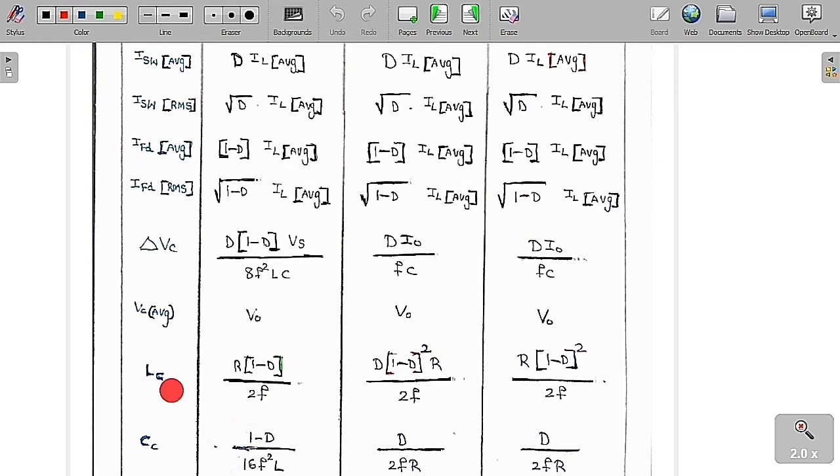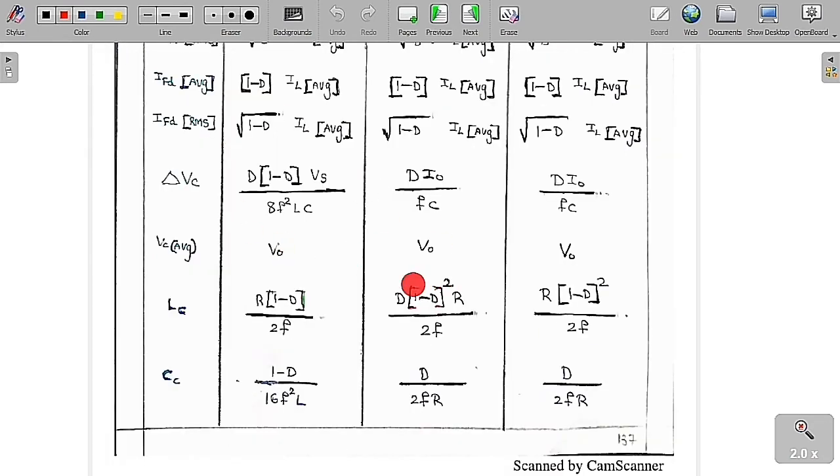The critical value of the inductance in the buck converter is R into 1 minus D by 2F, in the boost converter it is D into 1 minus D whole square by R into R by 2F, and in the buck boost converter it is R into 1 minus D whole square by 2F. The critical capacitance in the buck converter is 1 minus D by 16F square L, in the boost converter D by 2FR, and in the buck boost converter D by 2FR. So this is a comparison of each parameter for the buck, boost and buck boost converters.